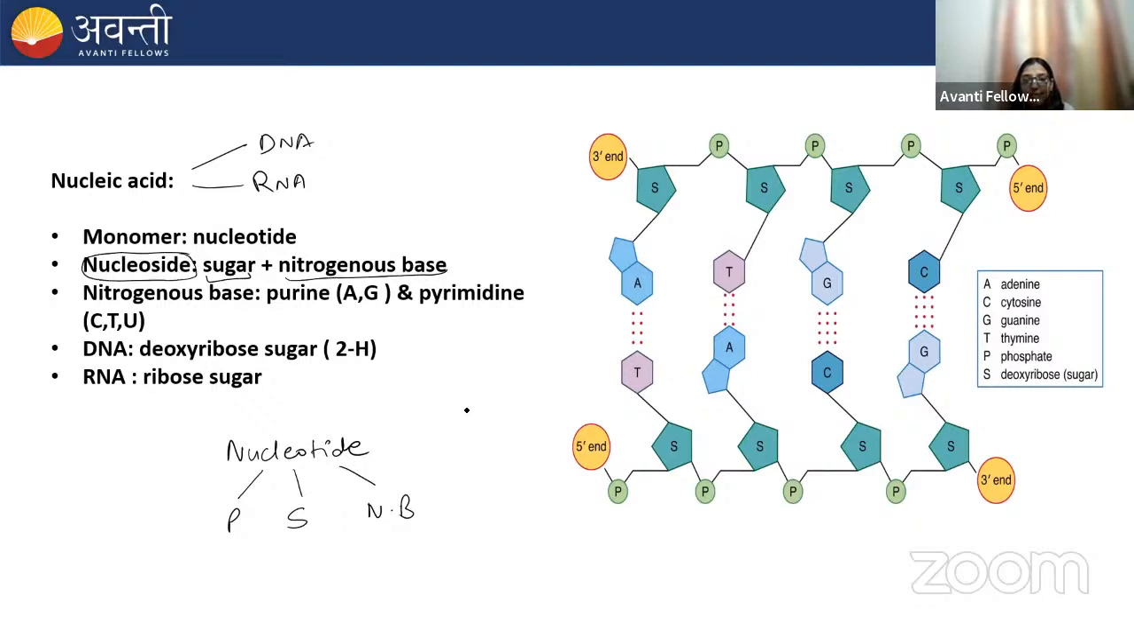There are two types of nitrogenous bases: purines, which have a double ring-like structure, and pyrimidines, which have a single ring-like structure. Examples of purines are adenine and guanine. Examples of pyrimidines are cytosine, thymine, and uracil.